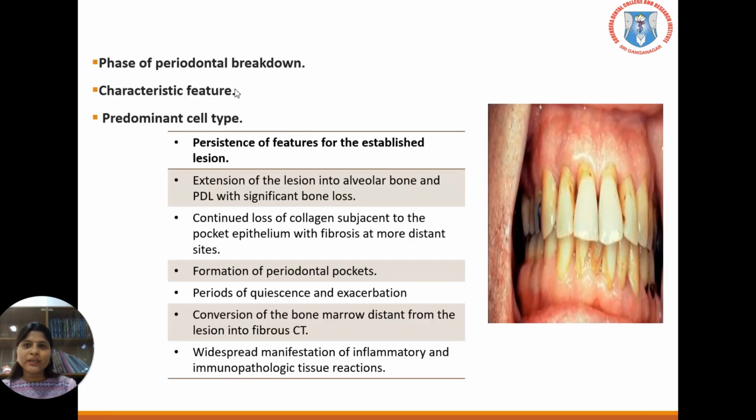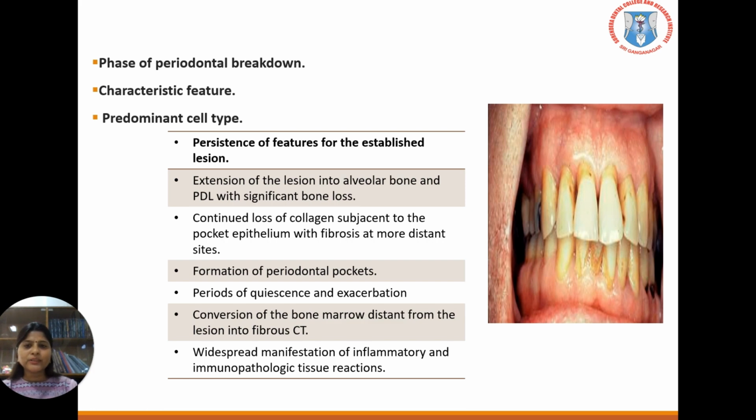That is the phase of periodontal breakdown, in which bone loss occurs, periodontal ligament loss occurs, continuous loss of collagen in the gingiva occurs, and pocket formation is seen. In this stage, the inflammation is not progressive, it is always continuing. There are always areas where quiescence and exacerbation of the gingivitis are seen.